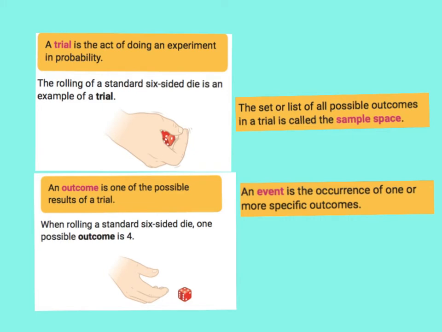Okay, so you might want to pause the video here just to take down the notes, and I'm just going to run through them. These are the key terms, so that would be your heading, key terms to do with probability. And you need to get used to these key terms because we use them quite a bit. So, first of all, a trial is the act of doing an experiment in probability. The rolling of a standard 6-sided die is an example of a trial, or the trial that I just said there about flipping a coin.